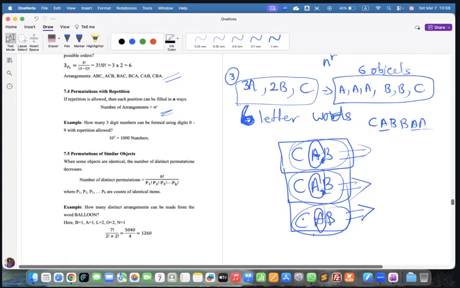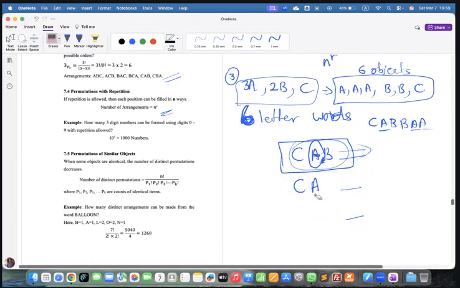Yes, sir. So it means we do not consider which B we are selecting, the first B or the second B. We are only making the word CAB. That's all, right? Even if the letters occur more than one time, it gives the meaning of only one word. So for this type of question, how can we find out the possible words we are making?